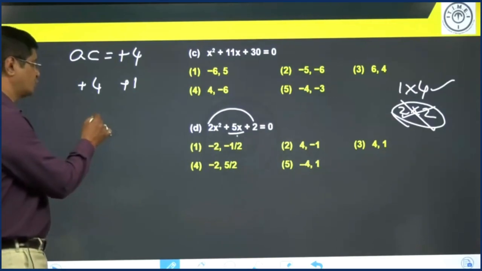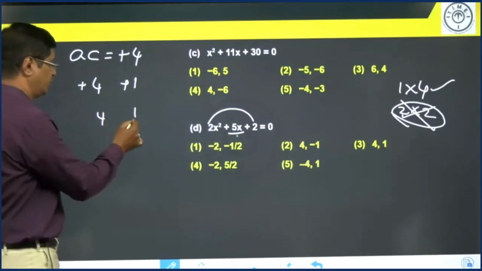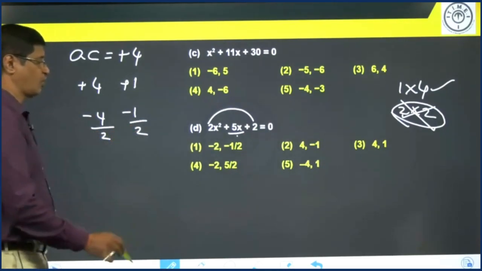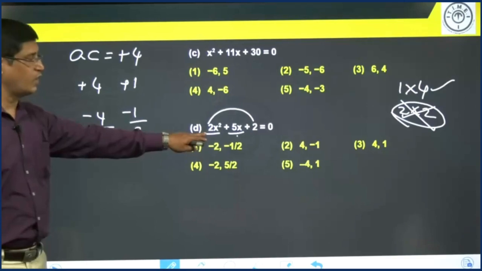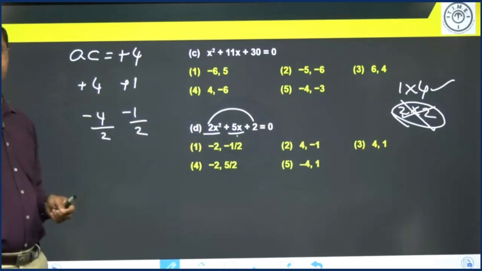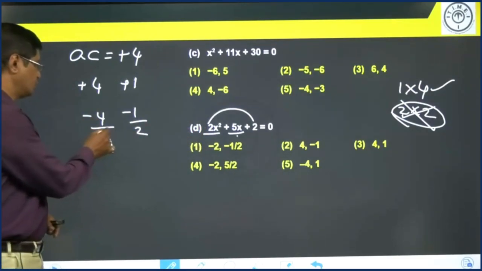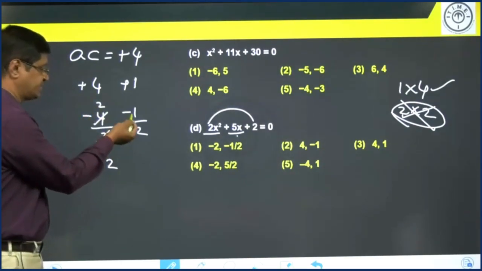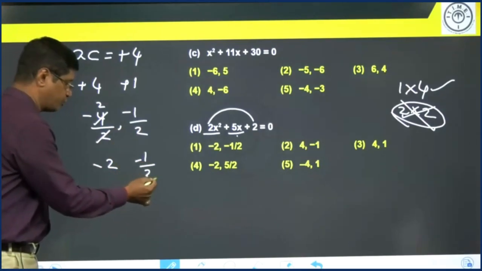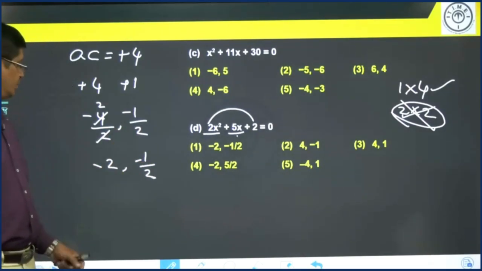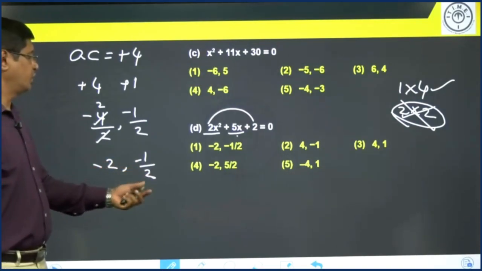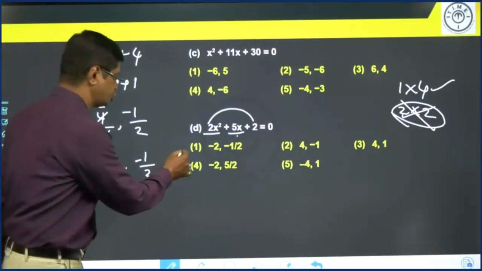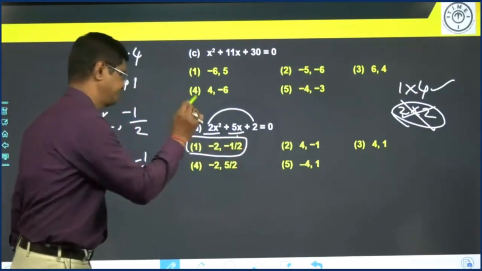Now what are the roots for this quadratic equation? The same numbers with the opposite sign, divided by the coefficient of x square. Here the coefficient of x square is 2, so I am dividing by 2. Minus 4 by 2, simplify, it is minus 2. Now what is the next? No cancellation. So the roots of the quadratic equation are minus 2 and minus 1 by 2. What is the right choice? Option number 1. The first choice is the right answer.